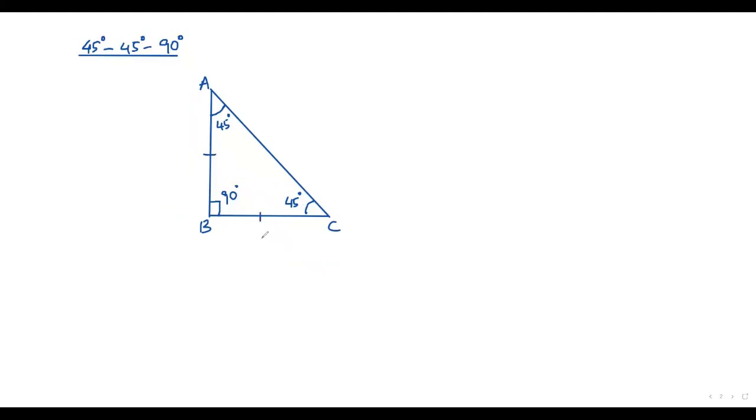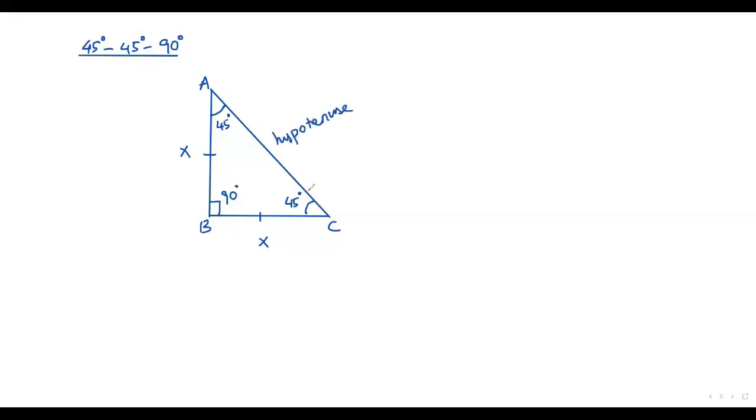I assume the length of the side BC is x. What about the length of AB? That must also be x, because both AB and BC are opposite the same angle measure of 45°. So the lengths of the sides AB and BC must be equal. What about the length of AC? AC is called the hypotenuse in this right triangle because the side AC is opposite the right angle of 90°.